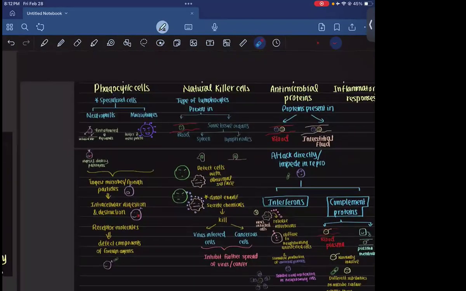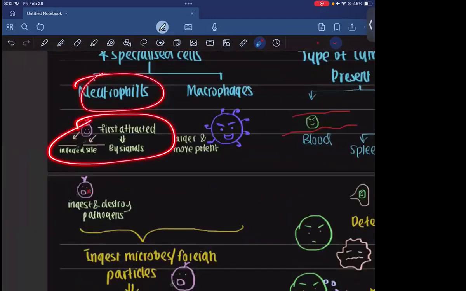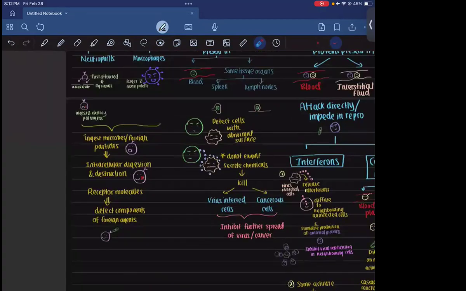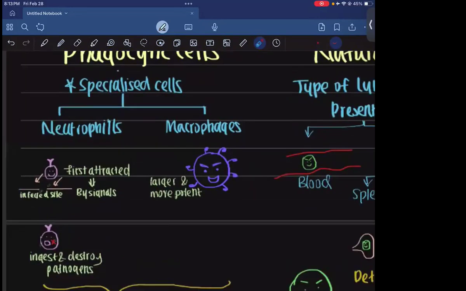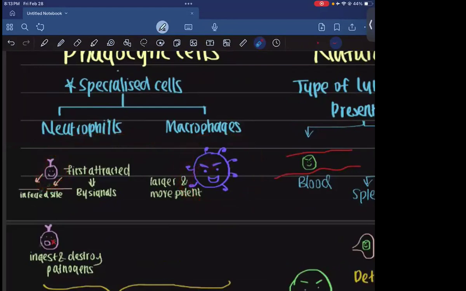This was about neutrophils. The neutrophil was the one first attracted to the infected site, and it ingested and destroyed the pathogen. This process is common for both neutrophils and macrophages. But when you consider macrophages, they are much larger than the neutrophil, and they are more potent. They are much larger and more potent for phagocytosis, so they can perform phagocytosis better than neutrophils. That is why they are said to be more potent, and they are larger.